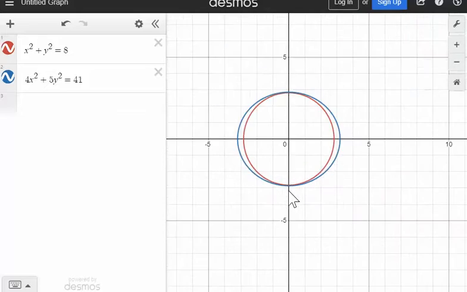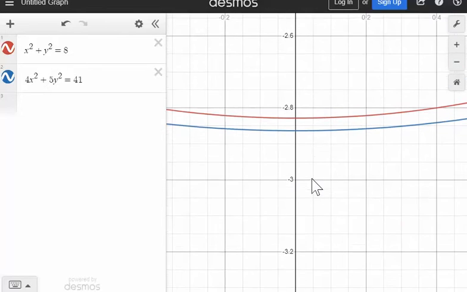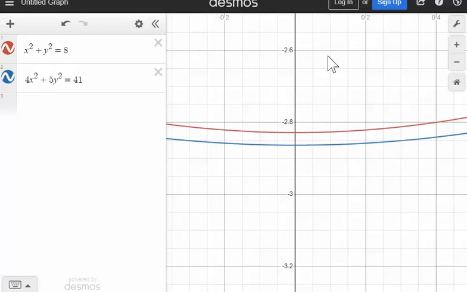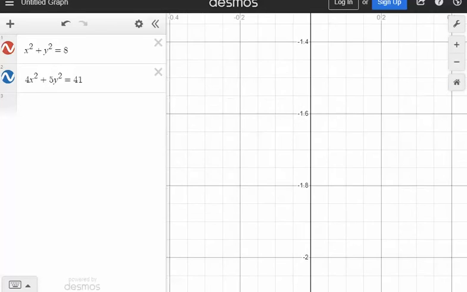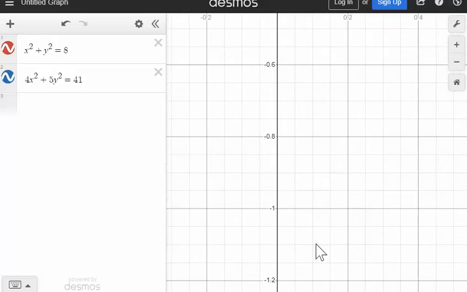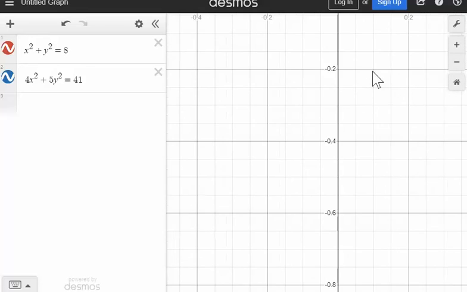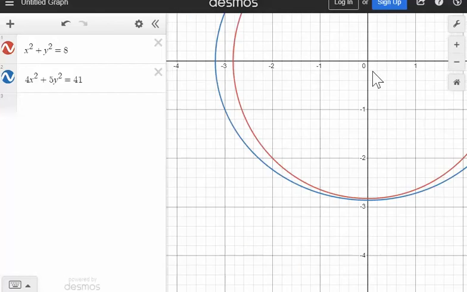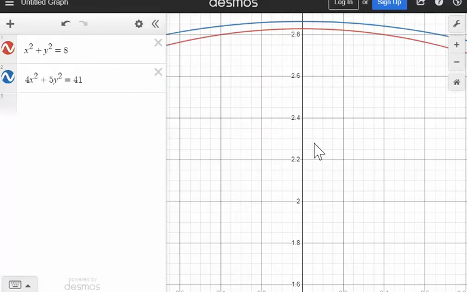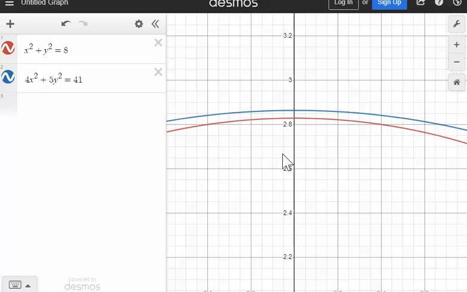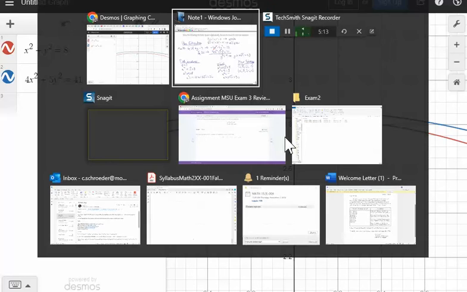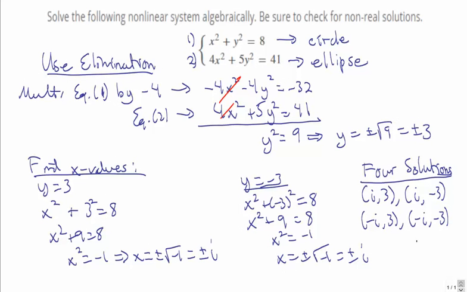Let's look at this point right here. Not quite, not quite. They come really close, but they don't intersect anywhere. The ellipse is always coming up here outside the circle. And I have a little trouble getting to it. There we go. Look at that. They don't intersect at all, which is what we showed algebraically, because we got no real solutions. We got non-real solutions.